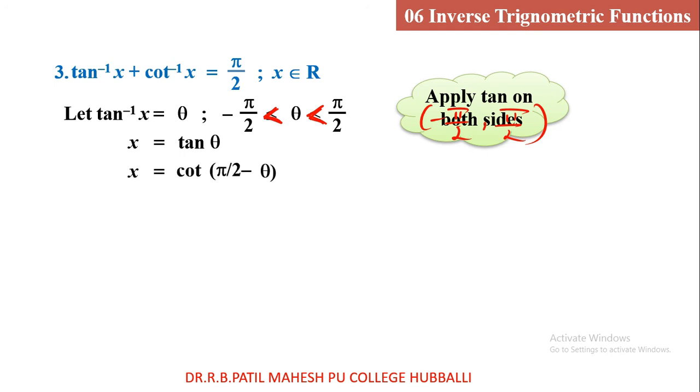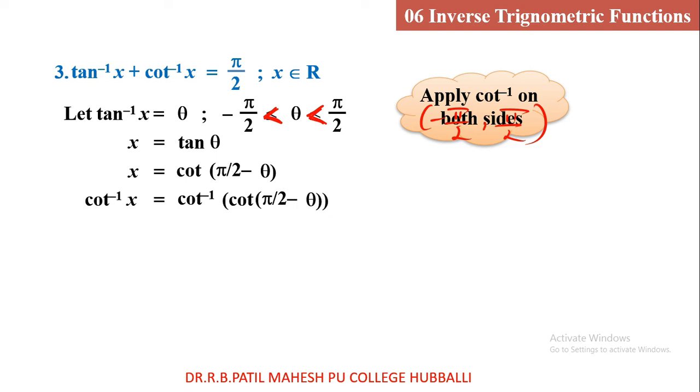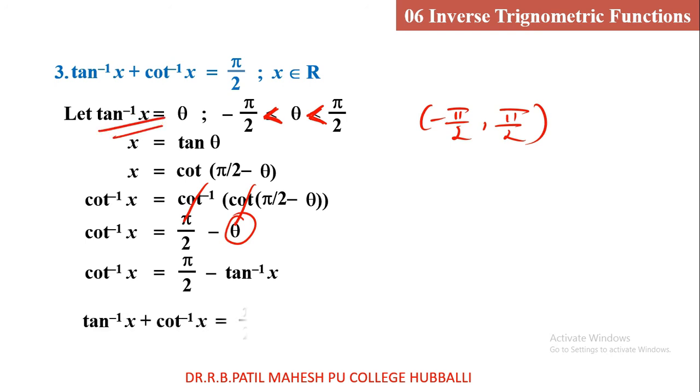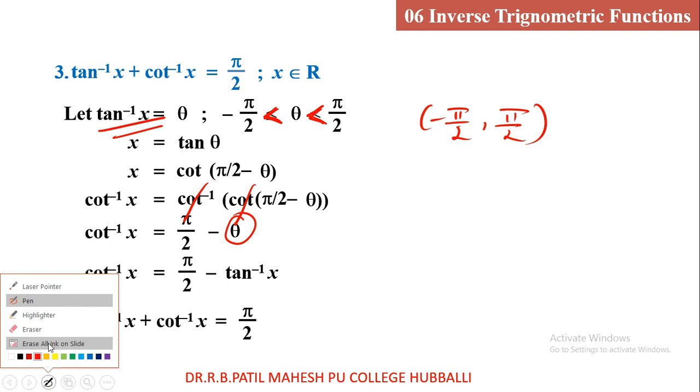x is equal to tan theta, then x equal to tan, you write in terms of cot of pi by 2 minus theta. Apply cot inverse on both sides, so that cot inverse x is equal to cot inverse of cot pi by 2 minus theta. On the right hand side, cot inverse and cot get removed, then cot inverse x is equal to pi by 2 minus theta. Replacing theta with tan inverse x, and taking tan inverse x to the left side, tan inverse x plus cot inverse x is equal to pi by 2. Hence we proved tan inverse x plus cot inverse x is pi by 2.